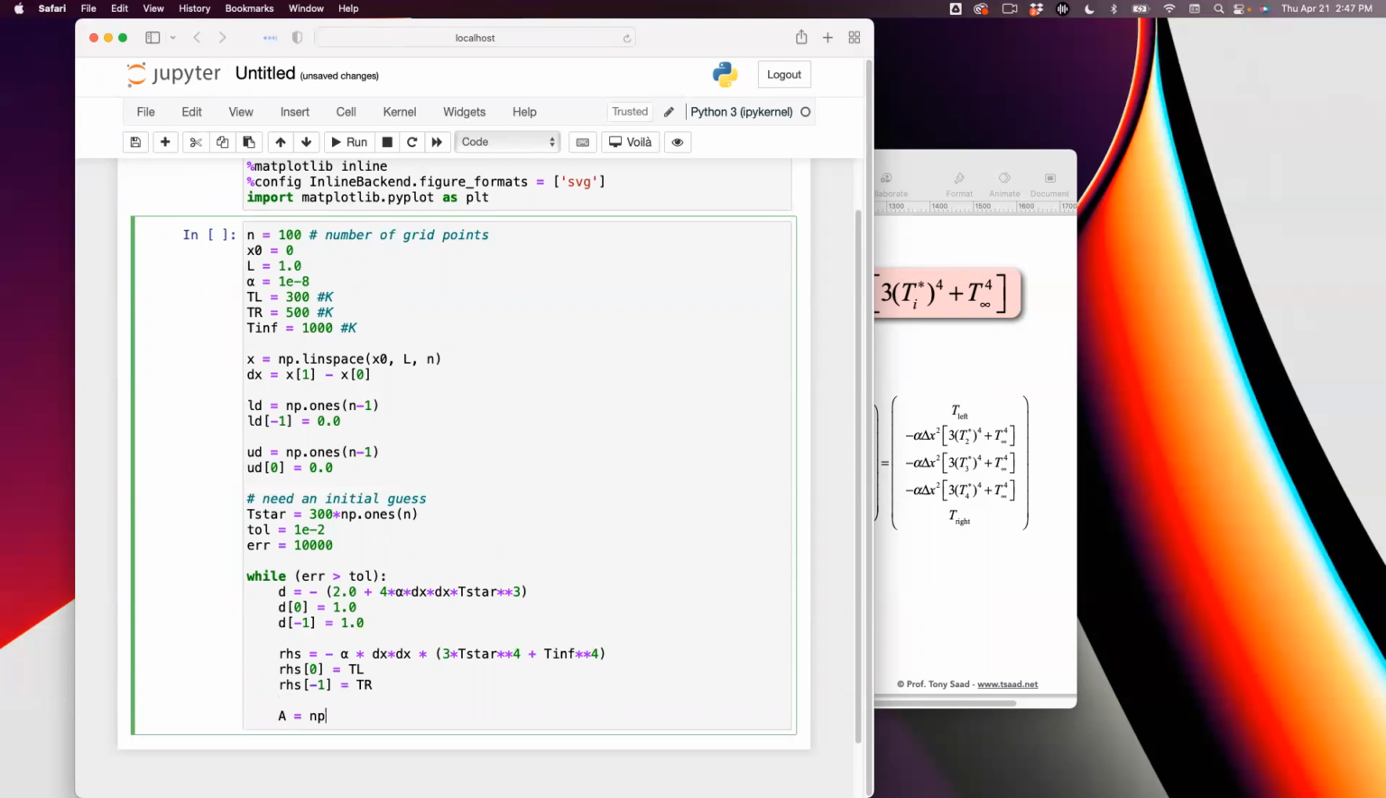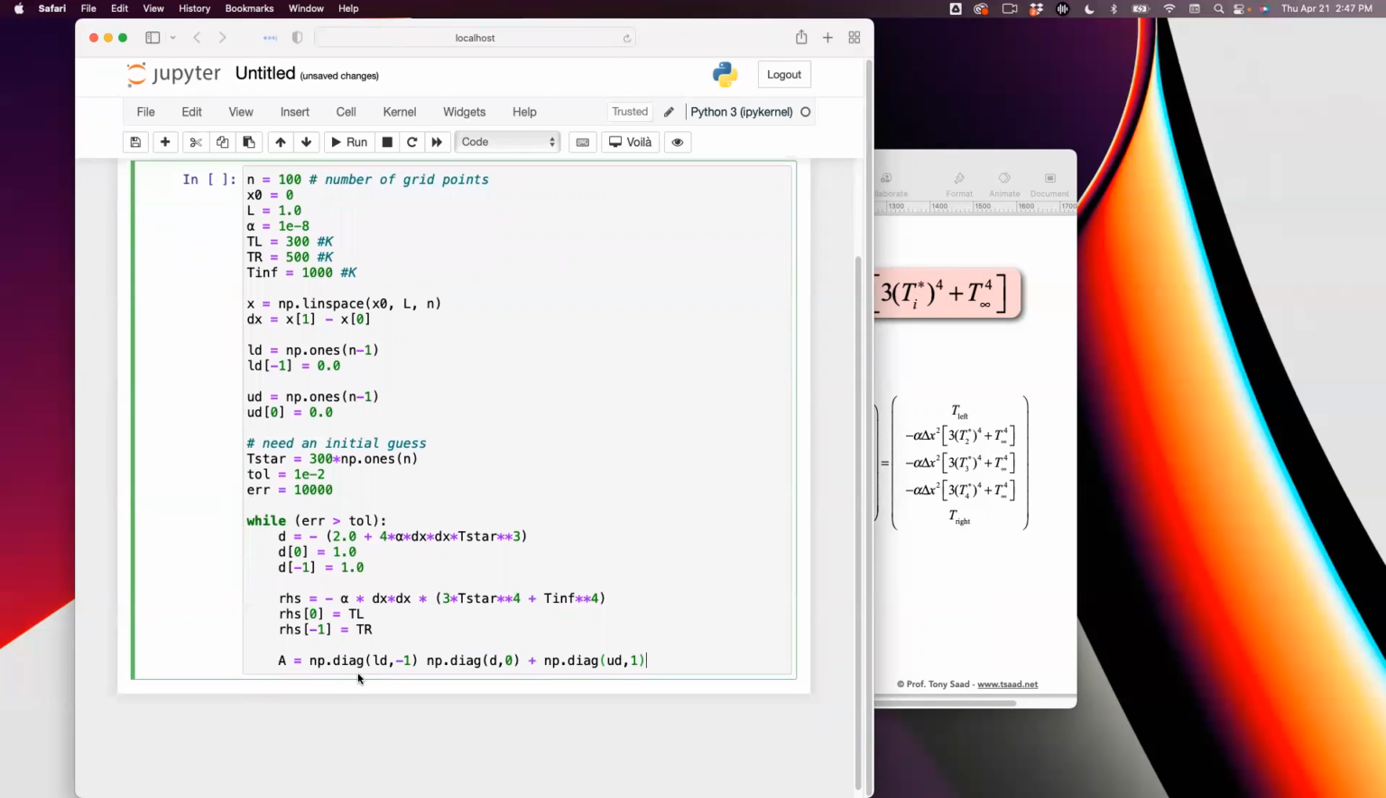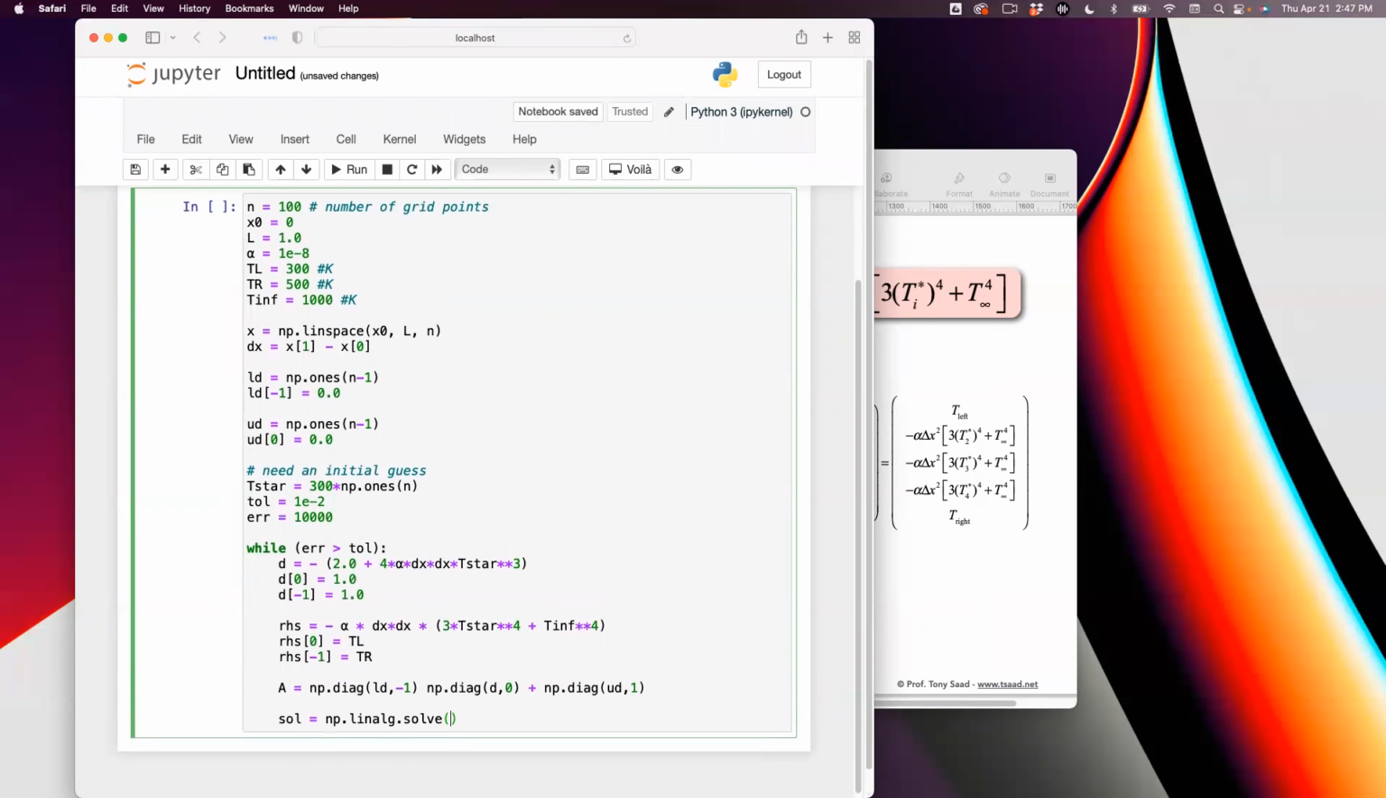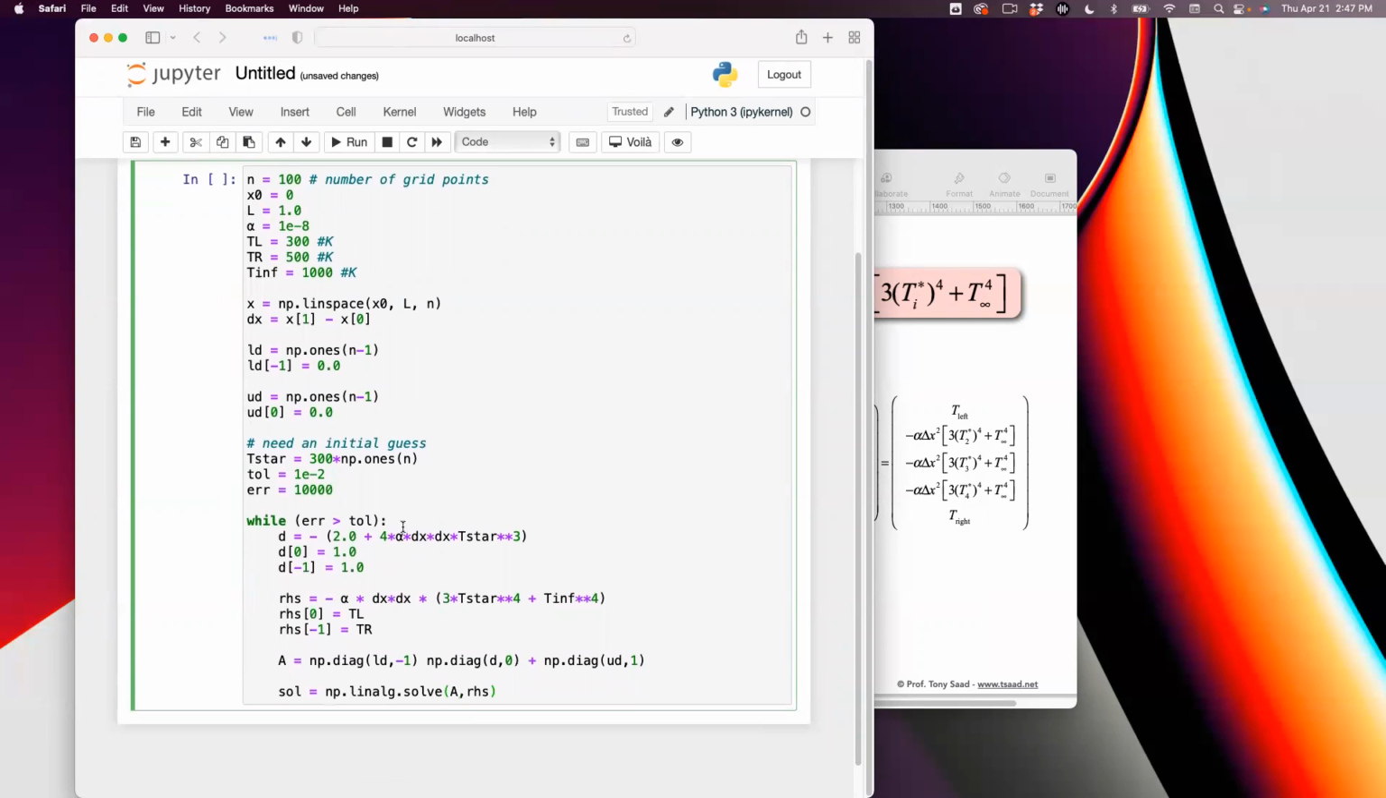Now we can build the full system of equations. MP dot diagonal for the lower diagonal, -1, plus MP dot diagonal for the main diagonal D, and plus MP dot diagonal for the upper diagonal at +1. Now we can solve this. Solution is equal to MP dot linalg dot solve, A, right-hand side.